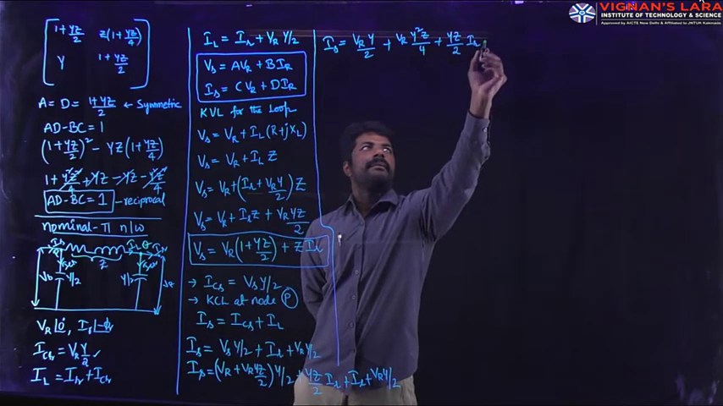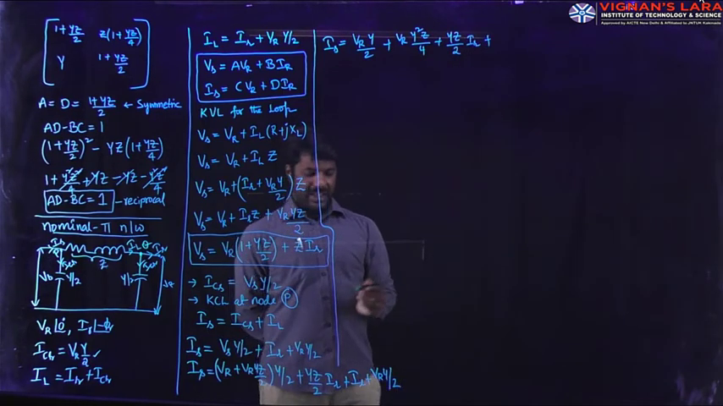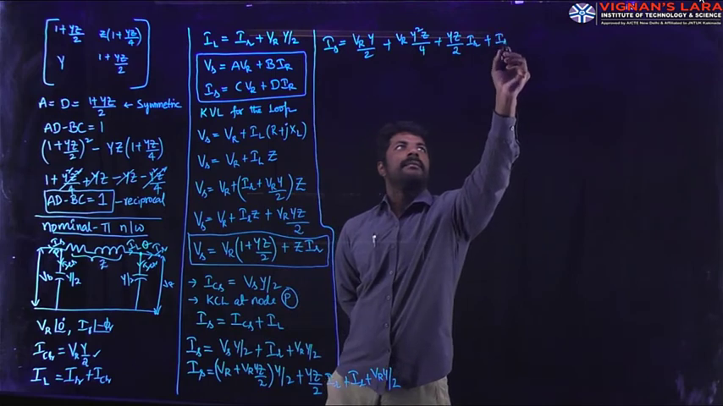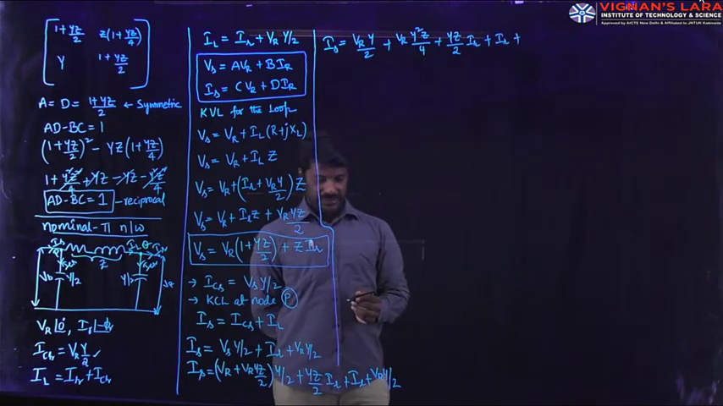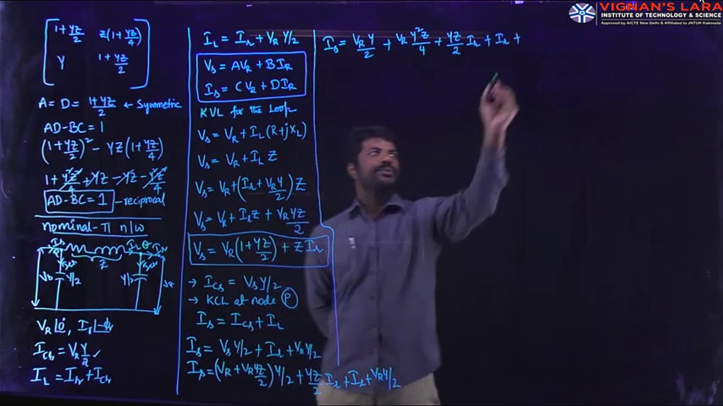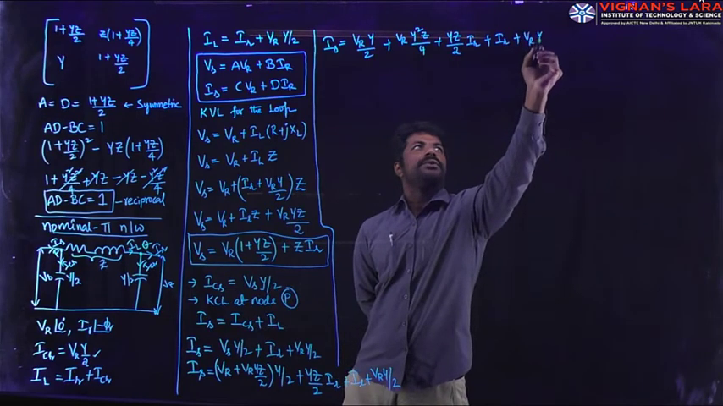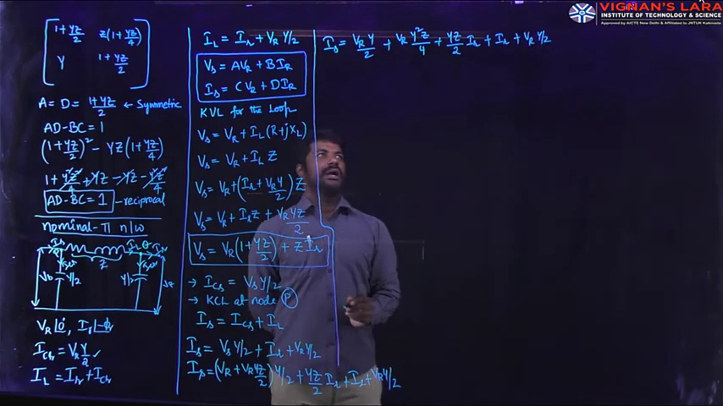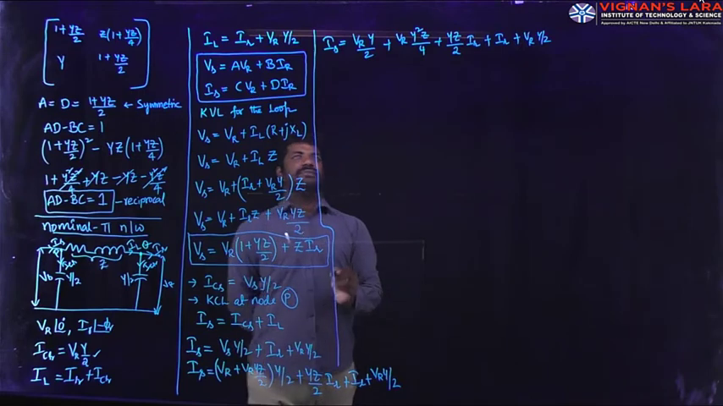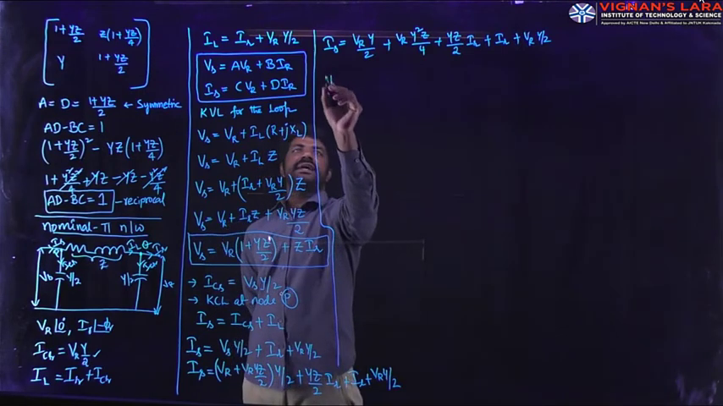IR plus IR plus VR into y by 2, VR into y by 2. This is the equation we got. And let me simplify further to get the constants C and D.